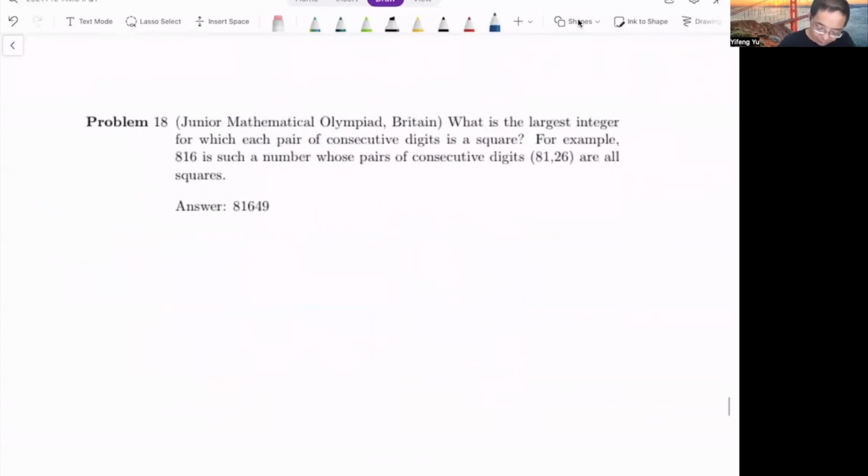Number 18: what is the largest integer for which each pair of consecutive digits is a square? For example, 116 is such a number. If you look at 116, you see the pair 16, which is a perfect square, and 81 is also a perfect square. Of course, there are multiple such numbers, and we want to find the largest one.